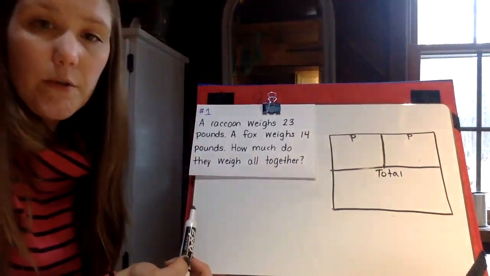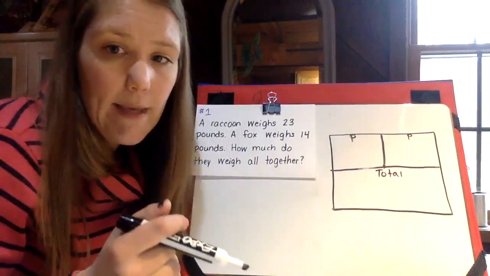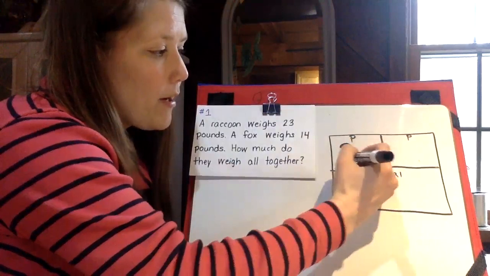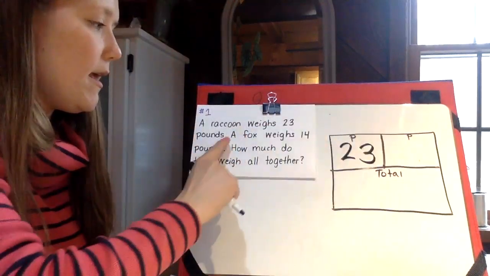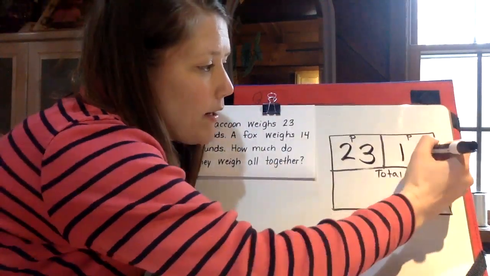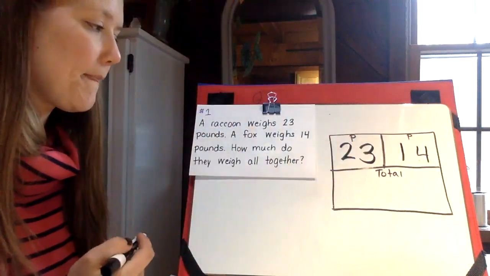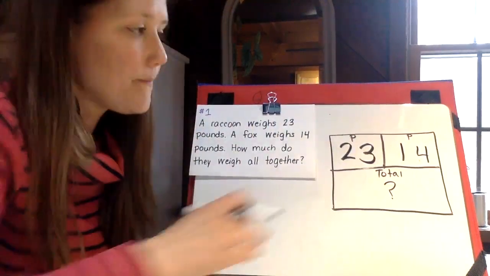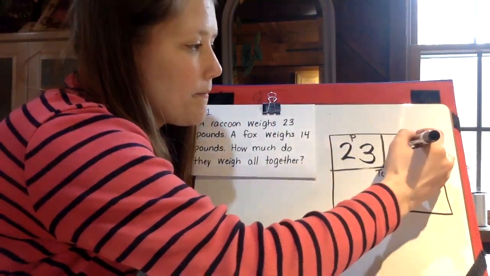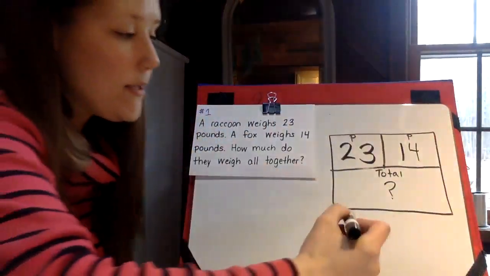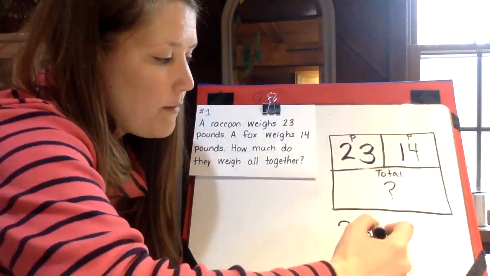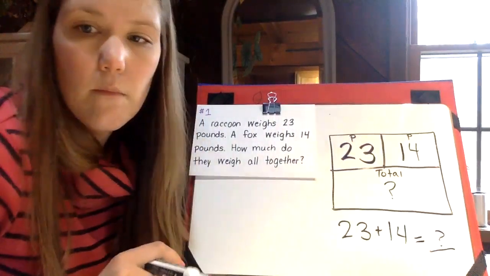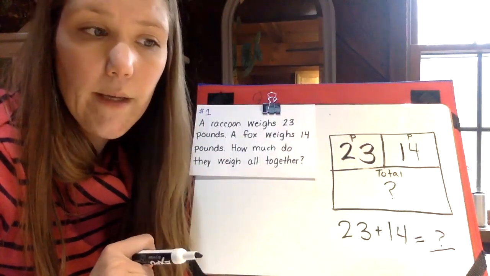So I'm going to fill in my part and total diagram so I have an idea of what I'm being asked for. So a raccoon weighs 23 pounds. That's part of my problem. A fox weighs 14 pounds. That's another part of my problem. I need to figure out how much they weigh all together. My number sentence would be 23 plus 14 equals, we're not sure yet. Okay.